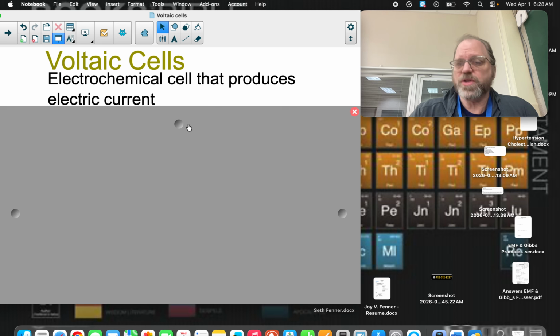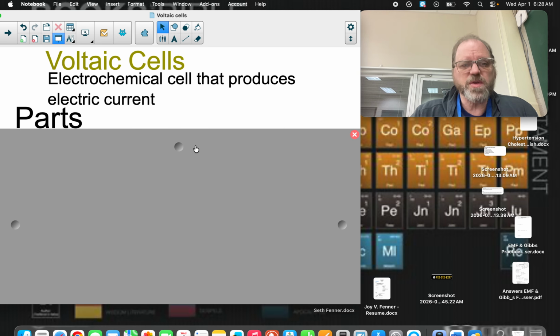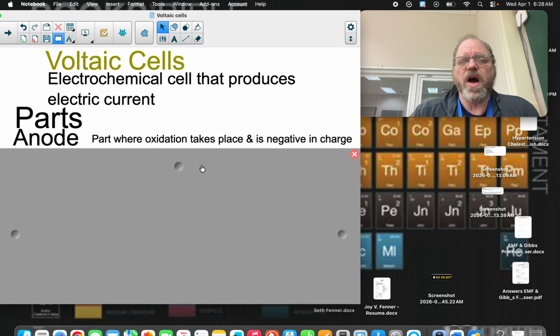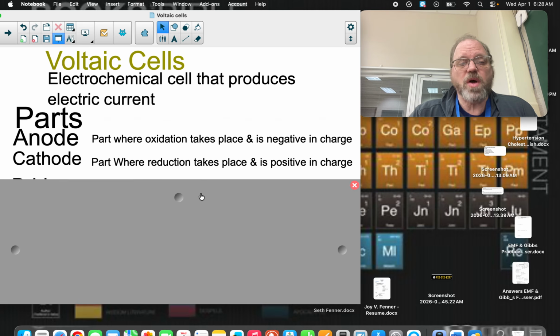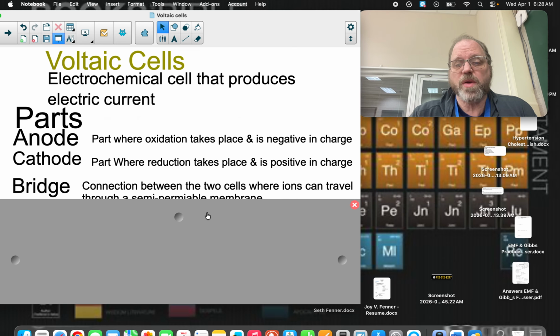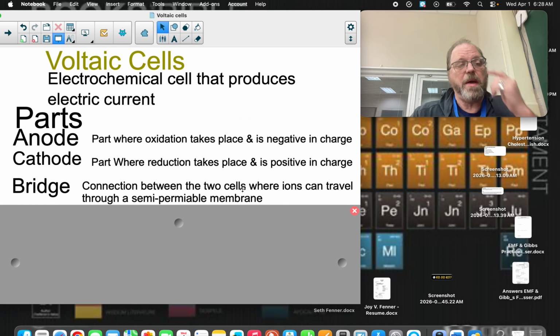Now, there are specific parts to a voltaic cell. First, we have the anode. That's the place where the oxidation takes place, and it is negative in charge. Next, we have the cathode, the place where reduction takes place, and it is positive in charge. And we have what's called a bridge. It connects between the two cells, where ions can travel through a semi-permeable membrane.